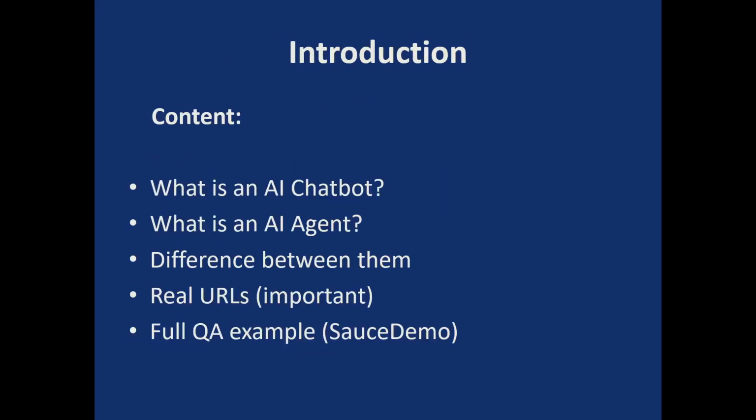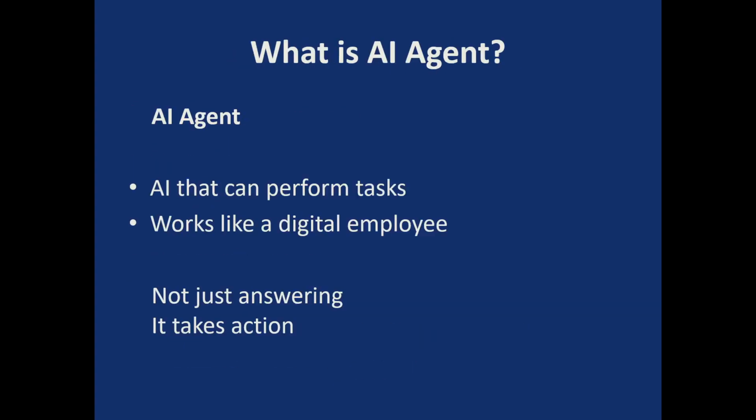Now, if we move ahead, first we should know what is actually an AI agent. So now let's understand the main concept. An AI agent is a smarter AI system. An AI agent does not only give answers, an AI agent can actually perform tasks. It works like a digital employee.